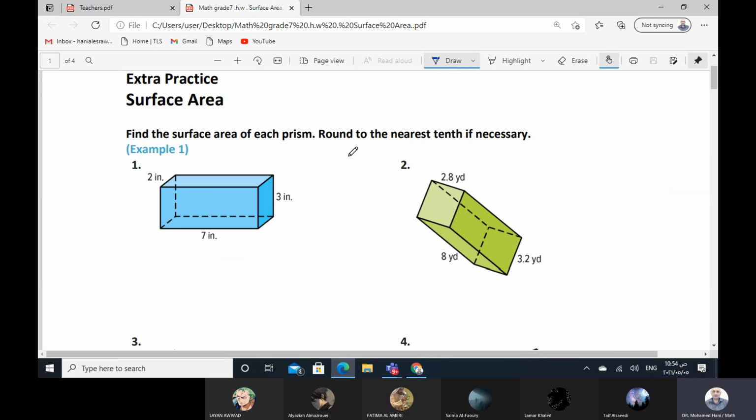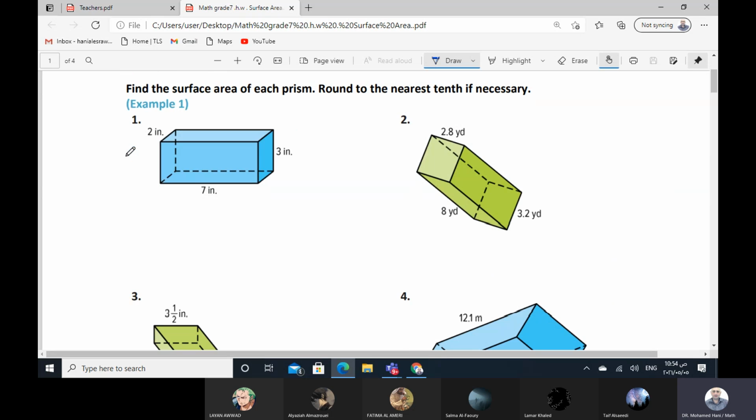Math grade 7. Today we want to continue our lesson of yesterday, surface area. We have extra practice. The question: find the surface area of each prism. Round to the nearest tenths if necessary. Exercise number 1.